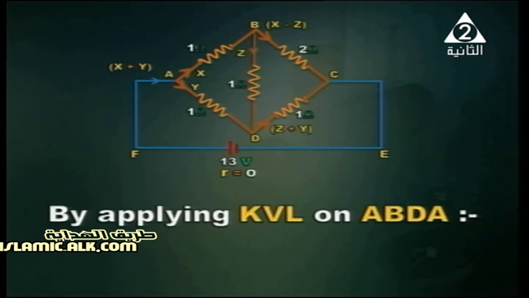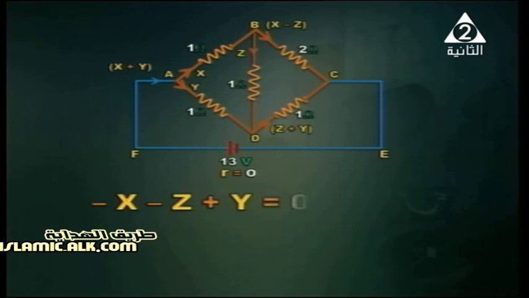By applying Kirchhoff voltage law, KVL, on loop ABDA. So minus X comes from the product of 1 and X. So minus X minus Z plus Y must be equal to 0. So we can say X minus Z is equal to Y. This is the first equation.